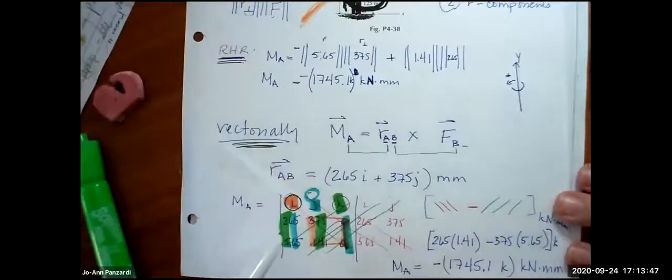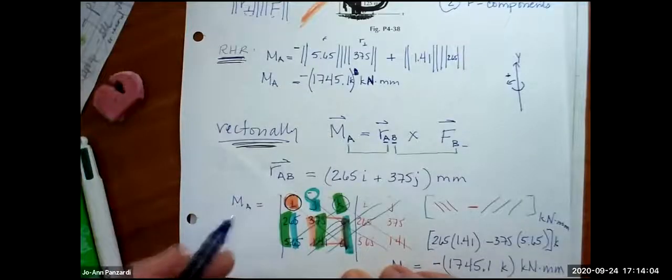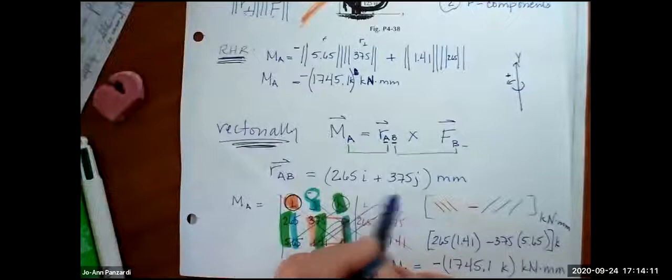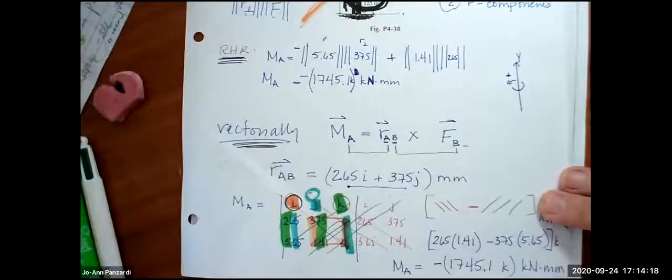Yeah, you can just do a matrix that's 2 by 1. That's 265 and 375. That's matrix R. And then you can do another matrix that's 2 by 1. That's 5.65 and 1.41. That's matrix F. Matrix R is just the 2 components of it, and matrix F is just the 2 components of it. And then you say R cross F on a calculator and it does it.